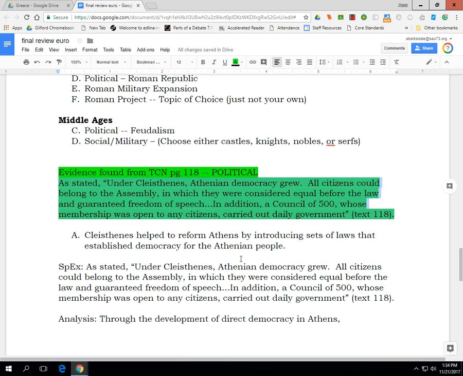All citizens could belong to the assembly, in which they were considered equal before the law, and guaranteeing freedom of speech. In addition, a council of 500, whose membership was open to any citizens, carried out daily government. You're going to notice that one, I embed the quote, and two, I've cited it, and that evidence is now ready for my writing piece.